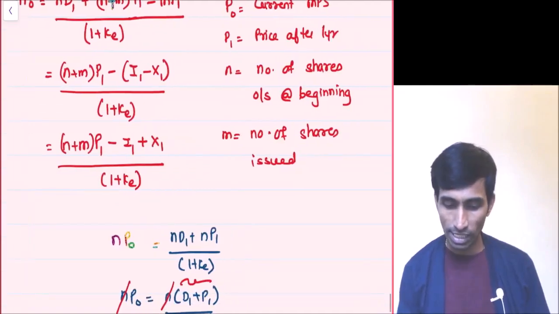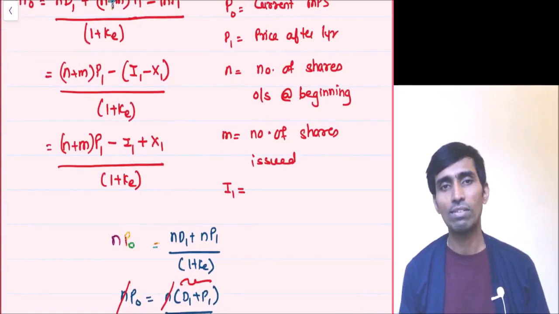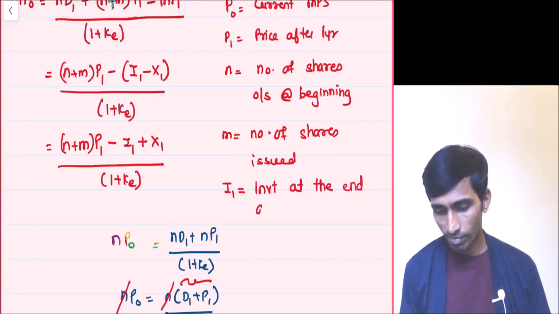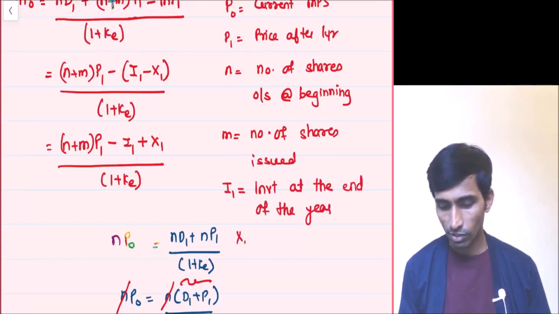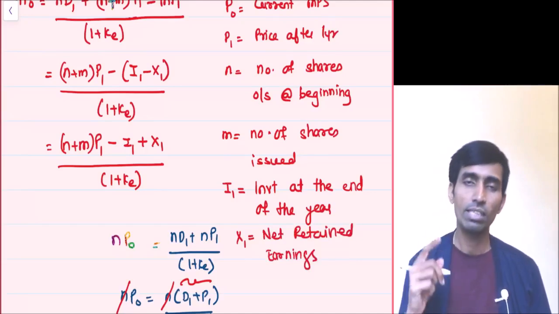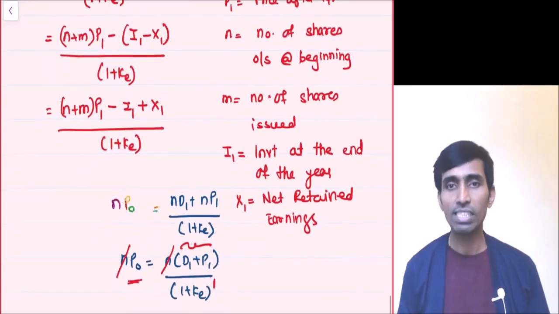Write one more thing, that I1 and all I have not written. Please write. I1 is equal to investment at the end of the year. X1 also you write. Net retained earnings. I'll make you understand the formula once we enter into the sums.